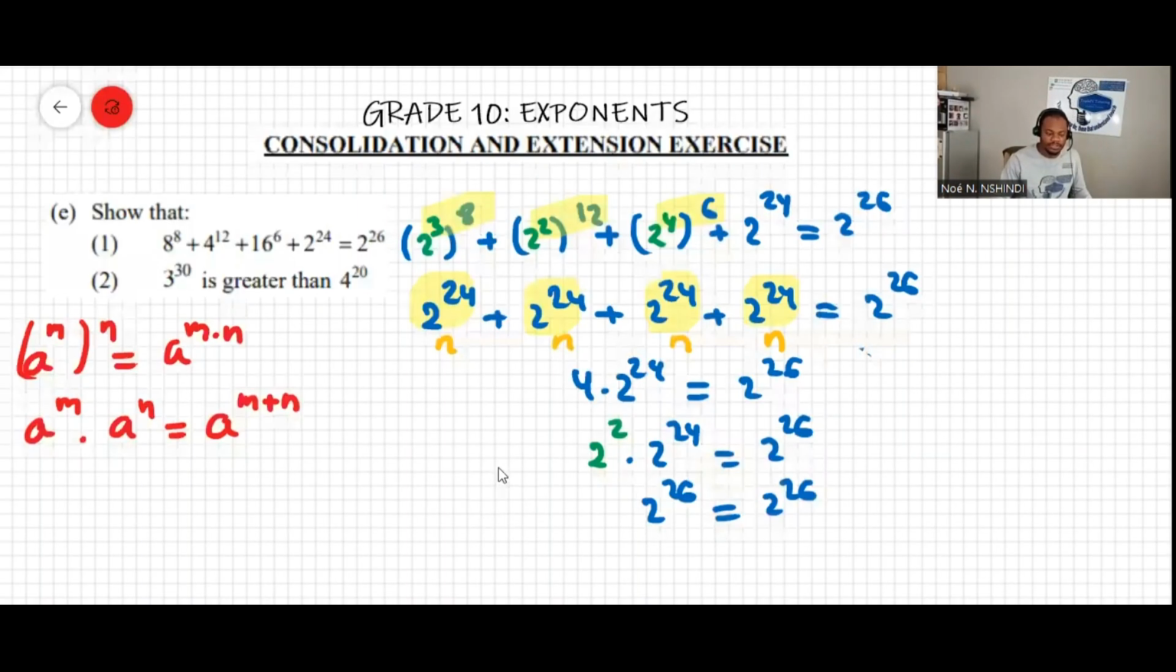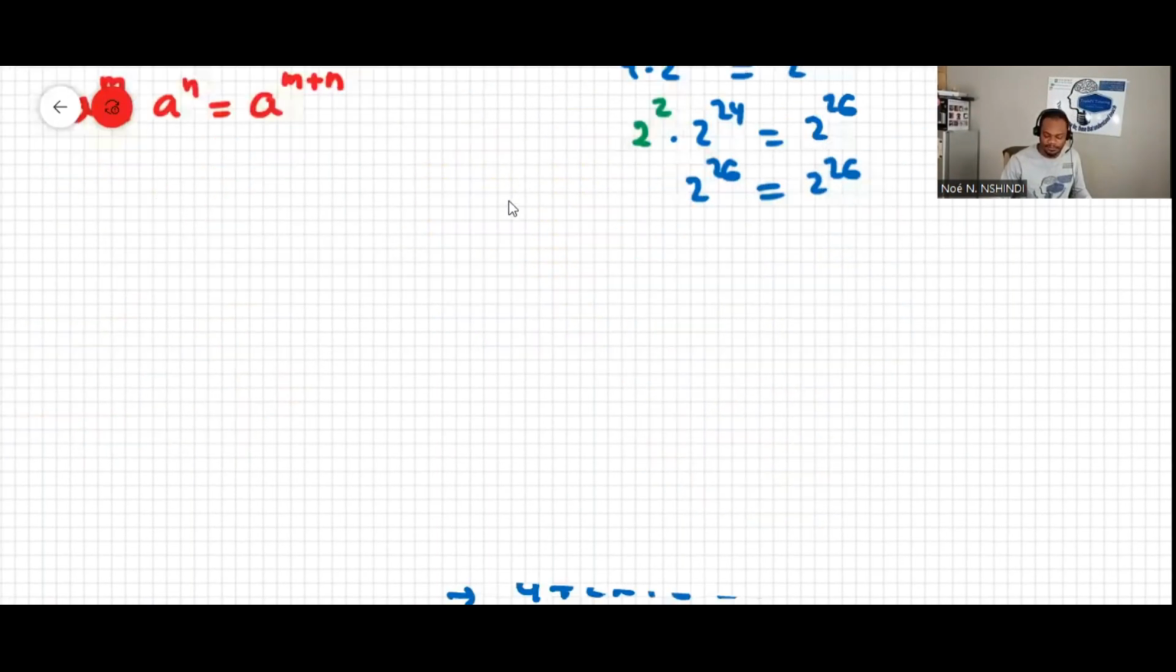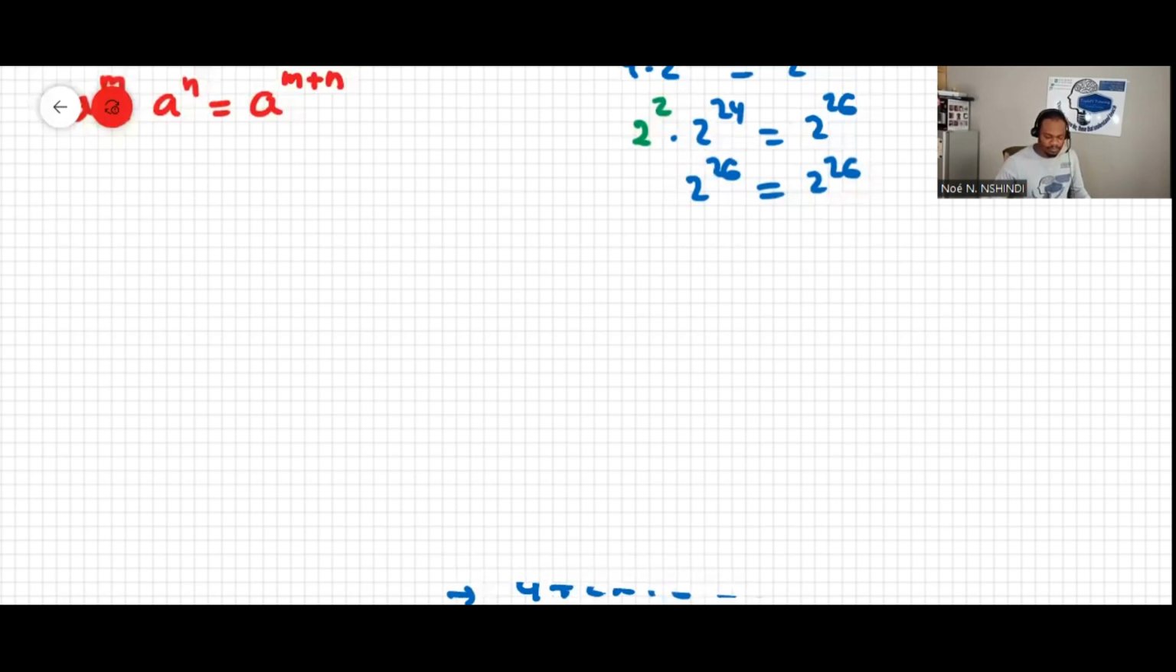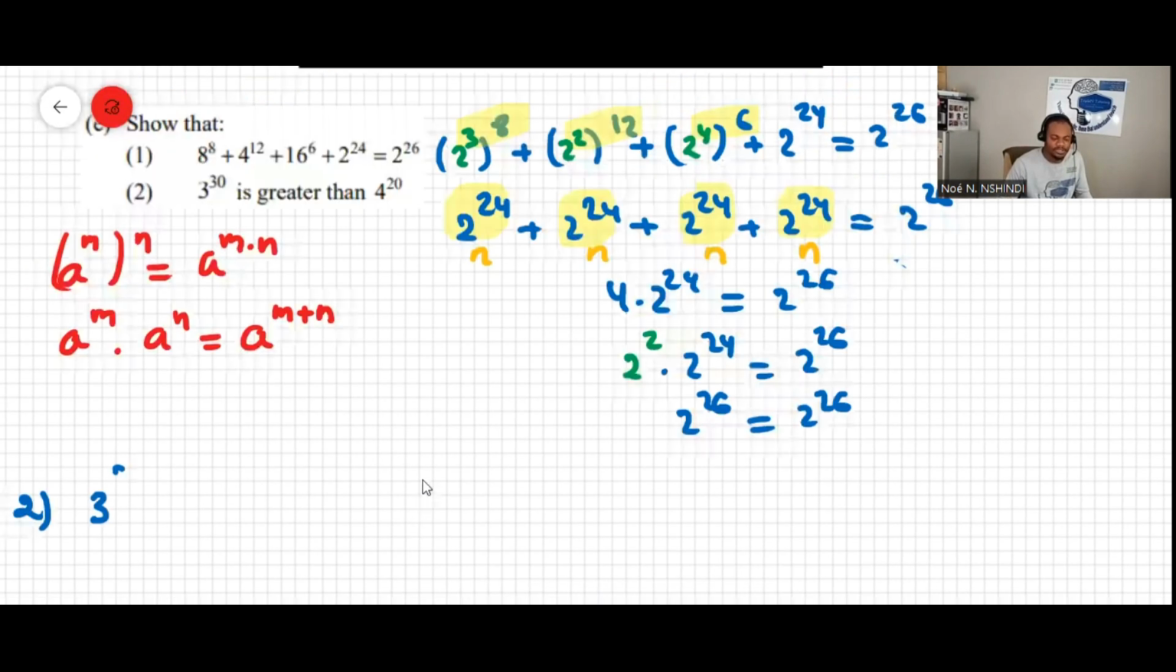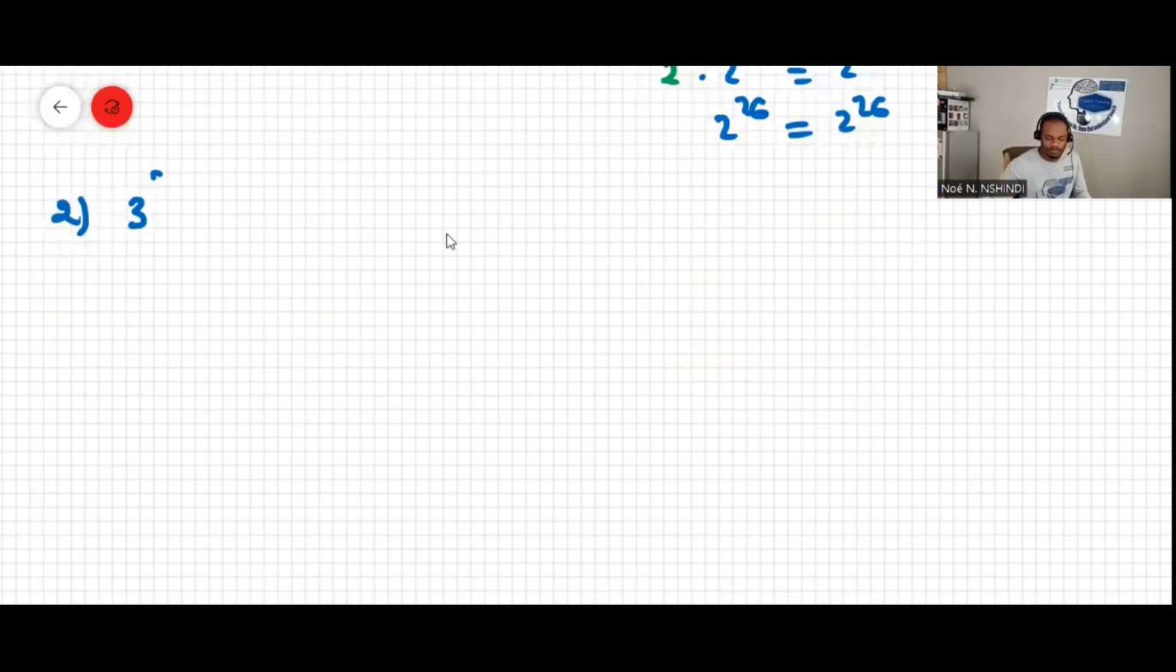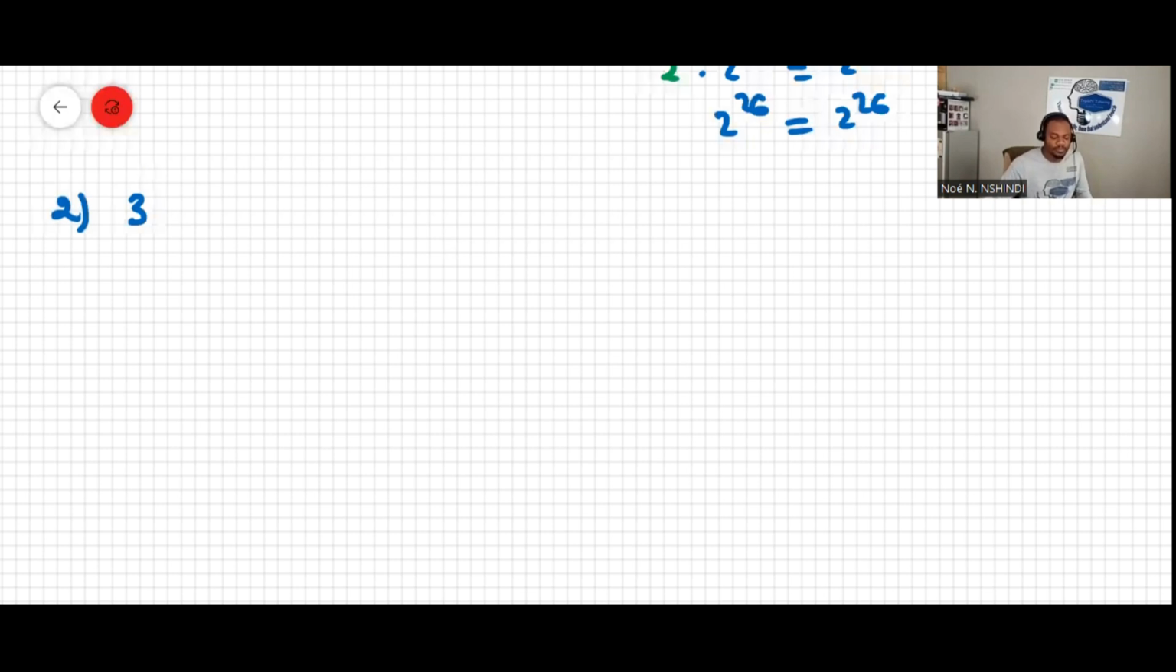Now we're going to do question E2. Let me write here. The question says, prove that 3 to the 30 is greater than 4 to the 20. When the question says prove that, it means it is so, but we just need to demonstrate it.